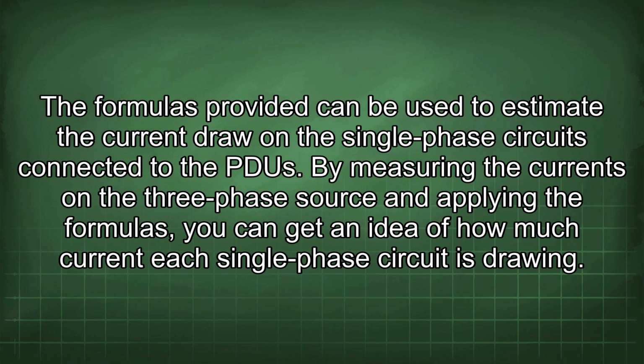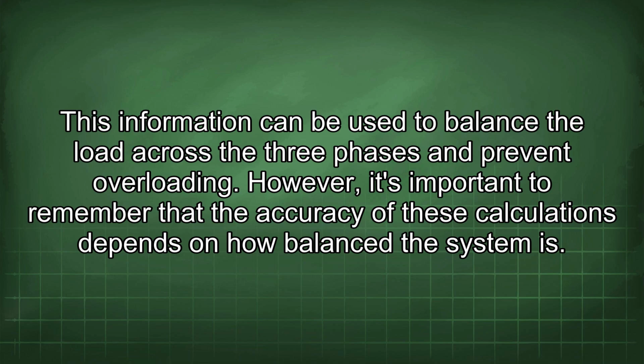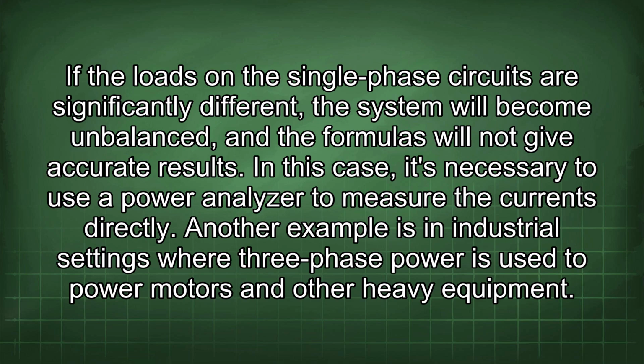By measuring the currents on the three-phase source and applying the formulas, you can get an idea of how much current each single-phase circuit is drawing. This information can be used to balance the load across the three phases and prevent overloading. However, it's important to remember that the accuracy of these calculations depends on how balanced the system is. If the loads on the single-phase circuits are significantly different, the system will become unbalanced, and the formulas will not give accurate results. In this case, it's necessary to use a power analyzer to measure the currents directly.